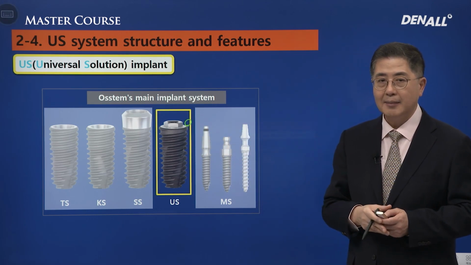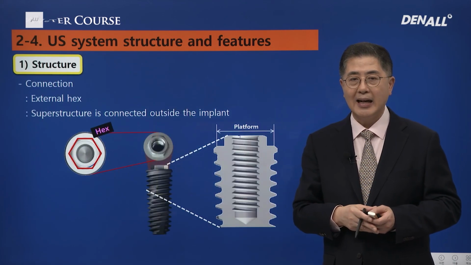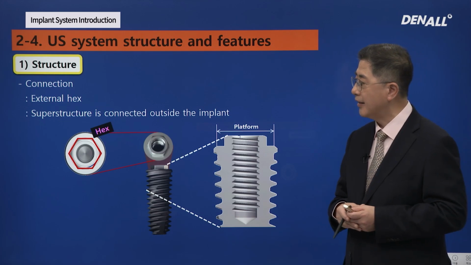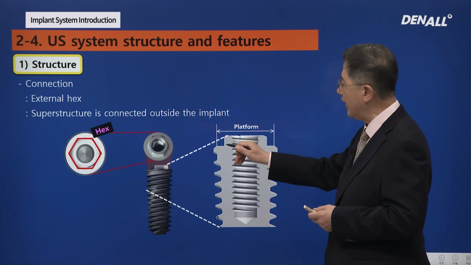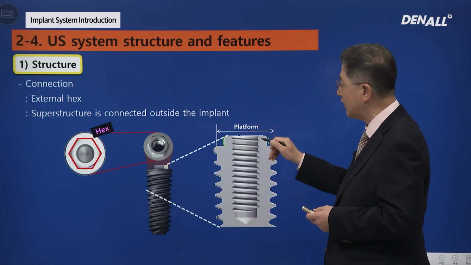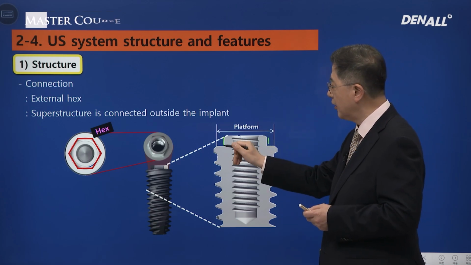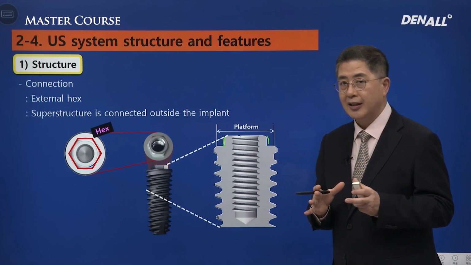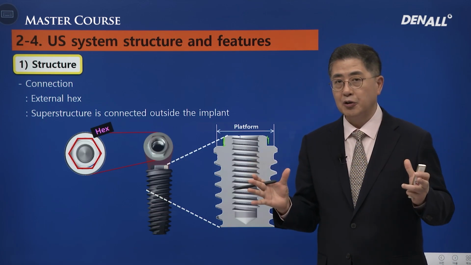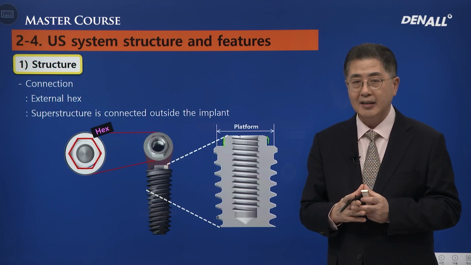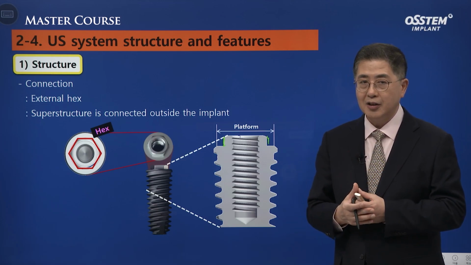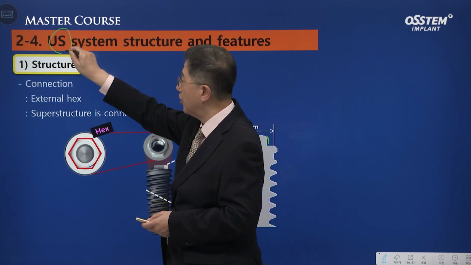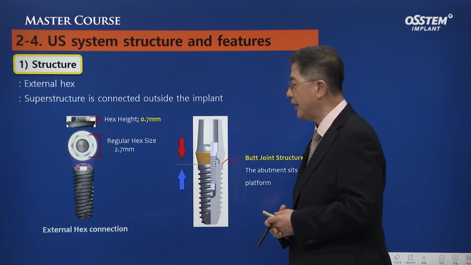However, there are some difficulties in connecting the healing abutment right after surgery compared with internal type implants such as TS. Various external heights are available. The standard is a 0.7 millimeter hex connection. There are many implants that use the same connection worldwide. This is the US type because it was used universally in the past.